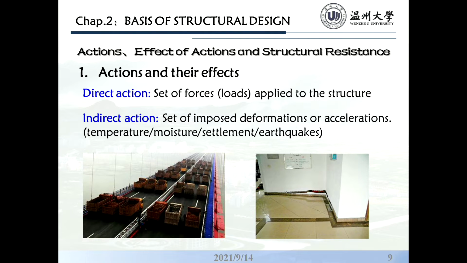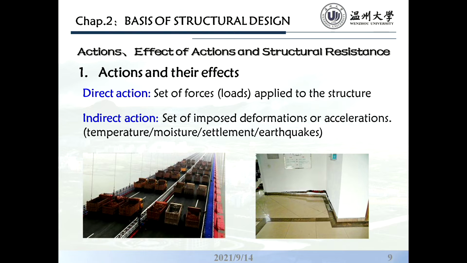And we can roughly accept that if the resistance is larger than the action, than the load, that means the structure is safe. Right? We have the basic or the roughly idea about the design structure. But here, we just divide the action and name it, like the direct action means that load directly acts on the building, on the structure.